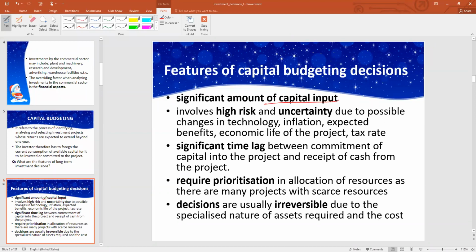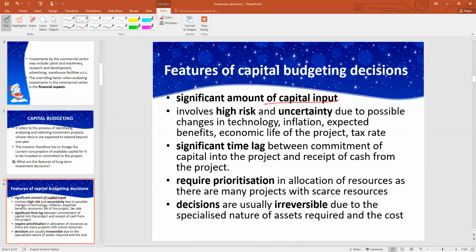In most cases, it's not that you buy a motor vehicle every day. As a company, you don't buy delivery vans every day. You don't buy tractors, in case you're involved in construction, every day. So most of the time the amount of capital required is quite substantial, in comparison with the normal day-to-day expenditures.